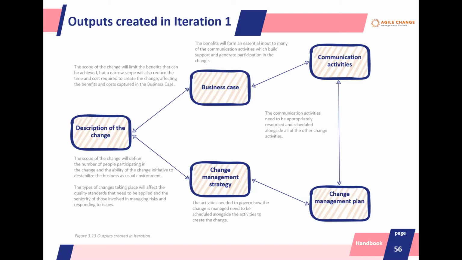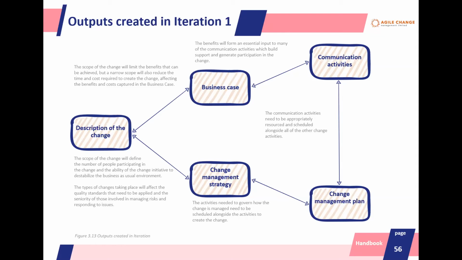Looking down the bottom, the description of the change also triggers our approach, how we're going to manage the change. Because if we have a wide scope, then we're going to have to involve a lot of people, and there's also the risk of destabilizing the business as usual environment. So we're going to have quite a tight strategy, really understand how we're going to approach managing this change so that we take into account those risks.